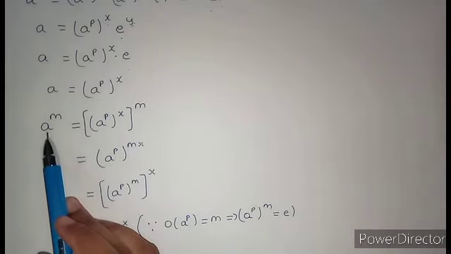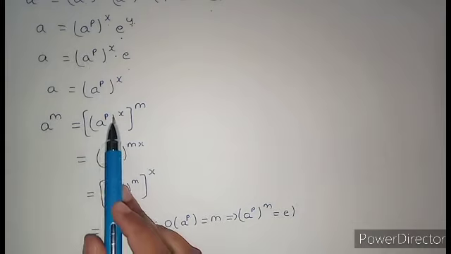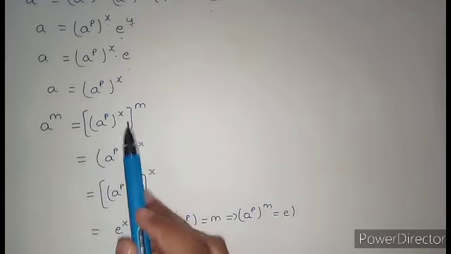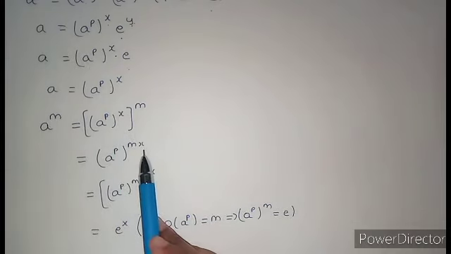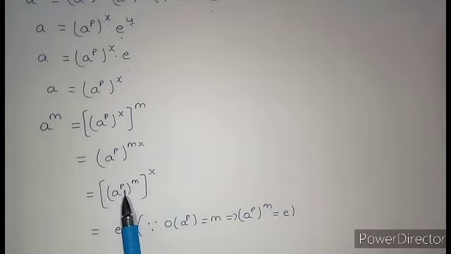Now take power m on both sides: a^m = ((a^p)^x)^m. Now multiply these two, mx, right? Next, a^m = ((a^p)^m)^x. We have assumed that the order of a^p is m, right? So (a^p)^m is e. So e^x, and e to the power of anything is e. So we have got a^m = e.